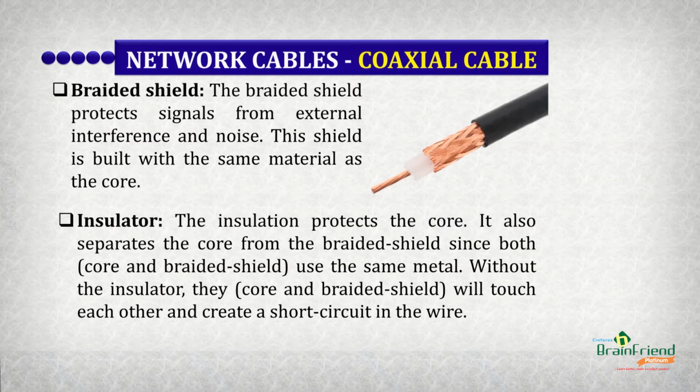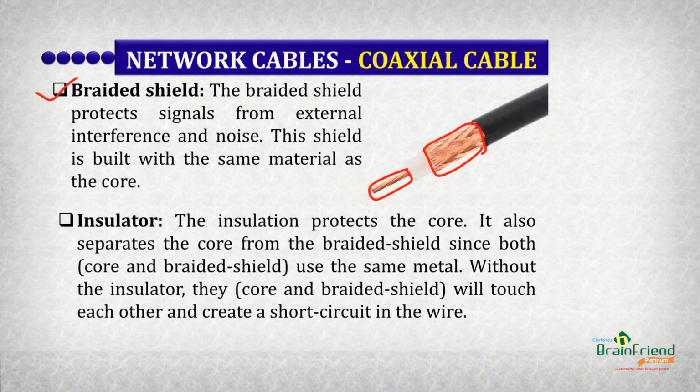The next component, which is the braided shield, protects signals from external interference and noise. It is important to note that the braided shield is built with the same material as the core. So from this description, where is the braided shield? Well, this is the braided shield. As you can see, it has the same material as the core.